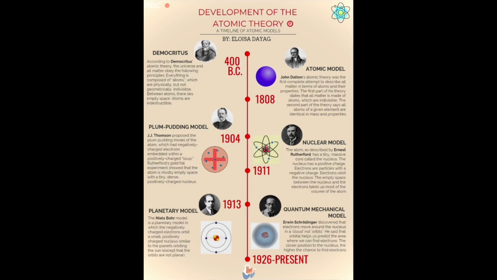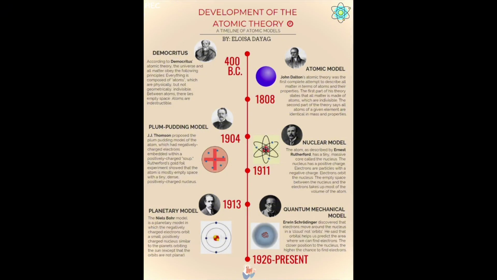They are actually inside a cloud, because the orbital helps us to predict the area where we can find the electrons. The closer the position to the nucleus, the higher chance to find the electrons. But actually they are in a cloud, and orbits is just a theoretical way of understanding them.